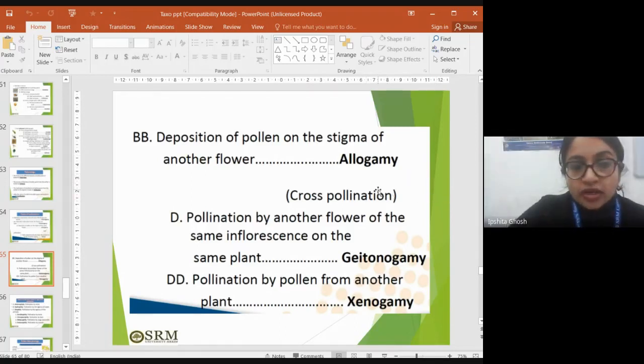Okay, if the pollination occurs by another flower of the same inflorescence on the same plant, then this is more specific. In that case, it's called geitonogamy, okay? Geitonogamy. Then pollination by pollen from another plant is known as xenogamy, right? Okay.